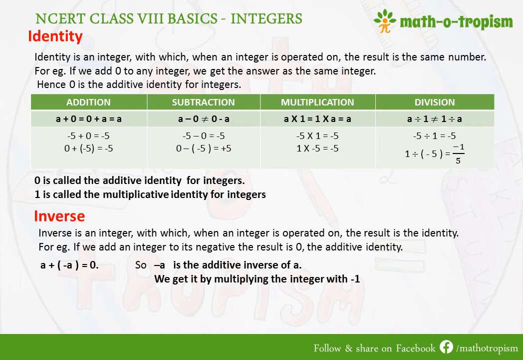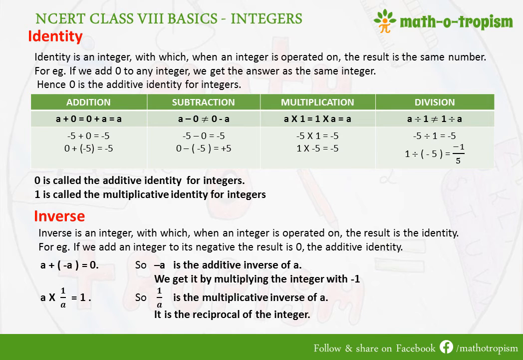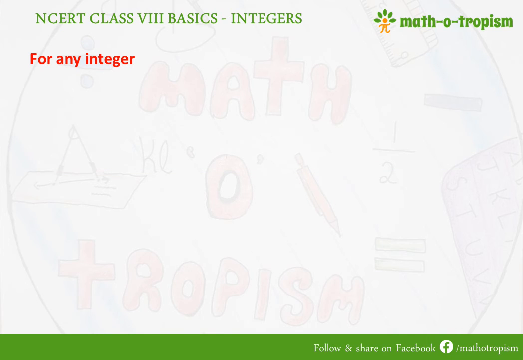When we are taking multiplication, an integer multiplied by its reciprocal is going to give me 1. As a result, 1 by a is called the multiplicative inverse of a. Identity and inverse both come into the picture only for addition and multiplication, because subtraction and division are not commutative and associative for integers. Finally, for any integer, if it is multiplied by 0, the answer will always be 0.